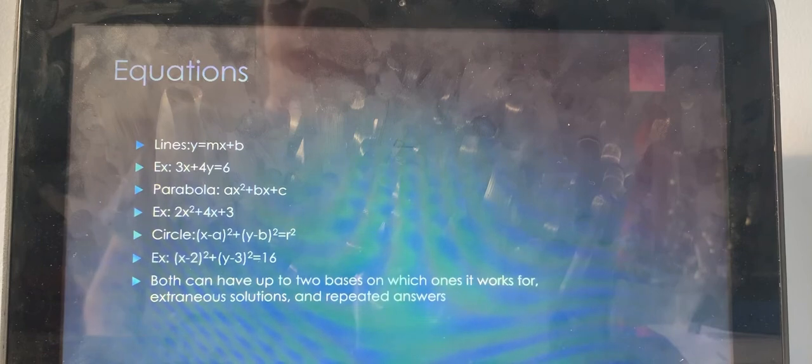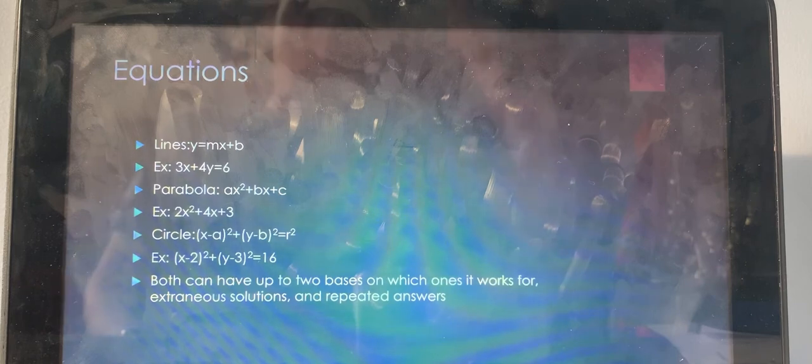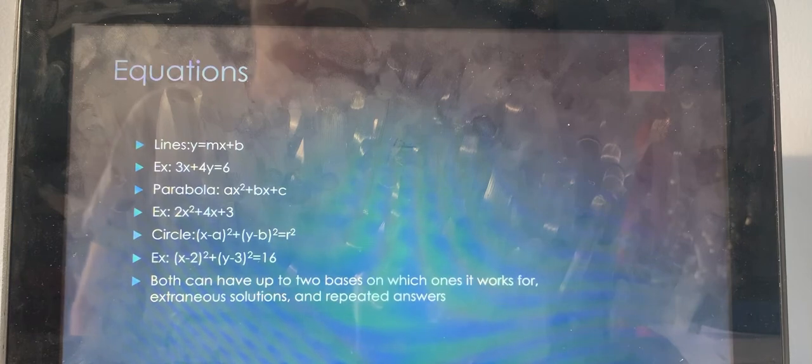Now, intersections between lines and quadratics, and lines and circles, can have either 0, 1, or 2 solutions. Quadratics and circles, which we're not going to go over because normally you do lines and circles and lines and quadratics, can have up to 4. So the reason that lines and parabolas or lines and circles can have either 0, 1, or 2 is because if it's 0, they don't intersect.